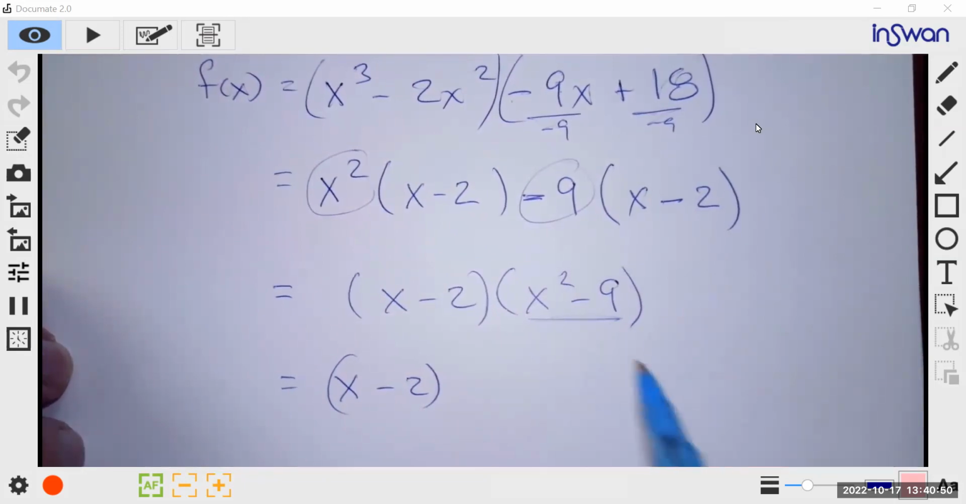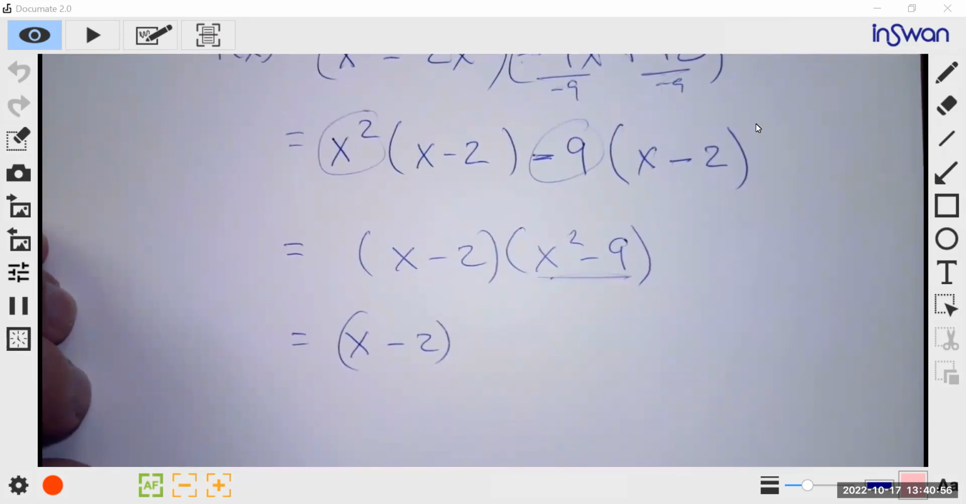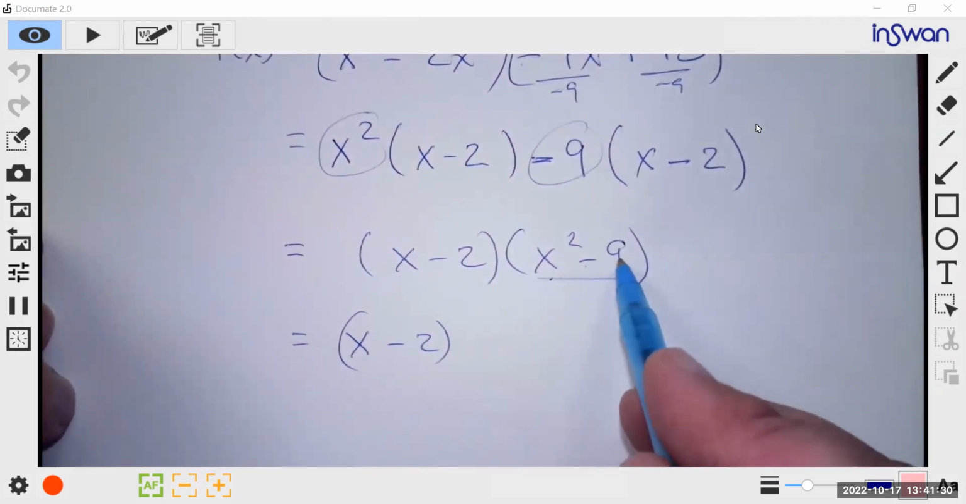What can you do with this? We also did it last week. x squared minus 9. We're looking for the factored form. We're not looking for solutions just yet. That's only one word. It's the difference of two squares. This is also 3 times 3.